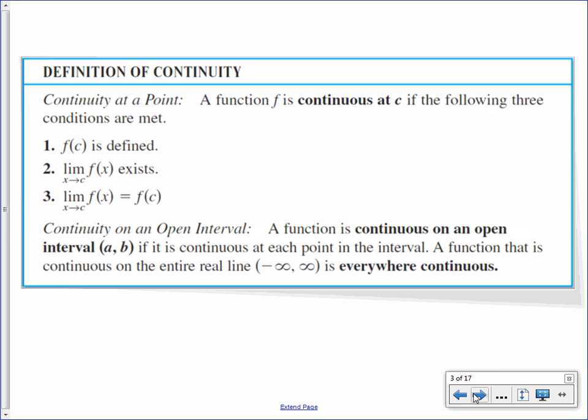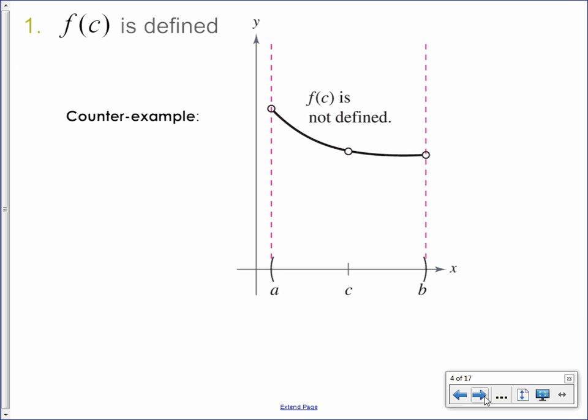So f of c is defined. There should be a point there. If there's not a point there, f of c is not defined. If there's a hole, there's no point, no value, no coordinate at c, so f of c is not defined. Okay, next one, the limit doesn't exist.